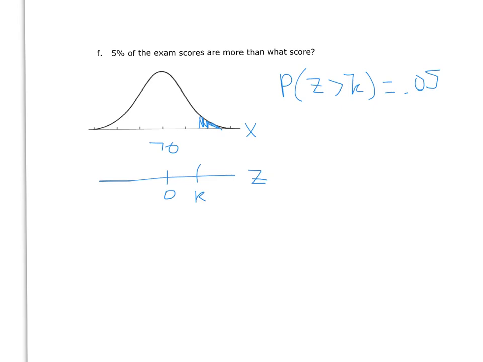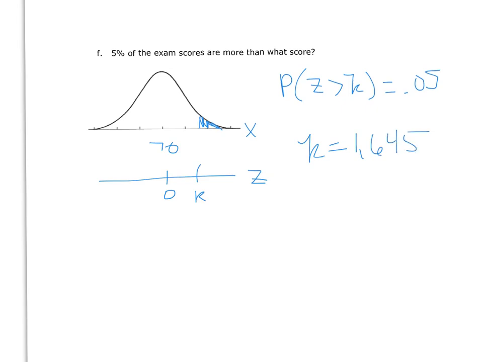So we're going to select a different one of those distributions. We want the one that has the area to the right, and plug in that probability of 0.05, and we're going to get that z value, or that k is going to be equal to 1.645.